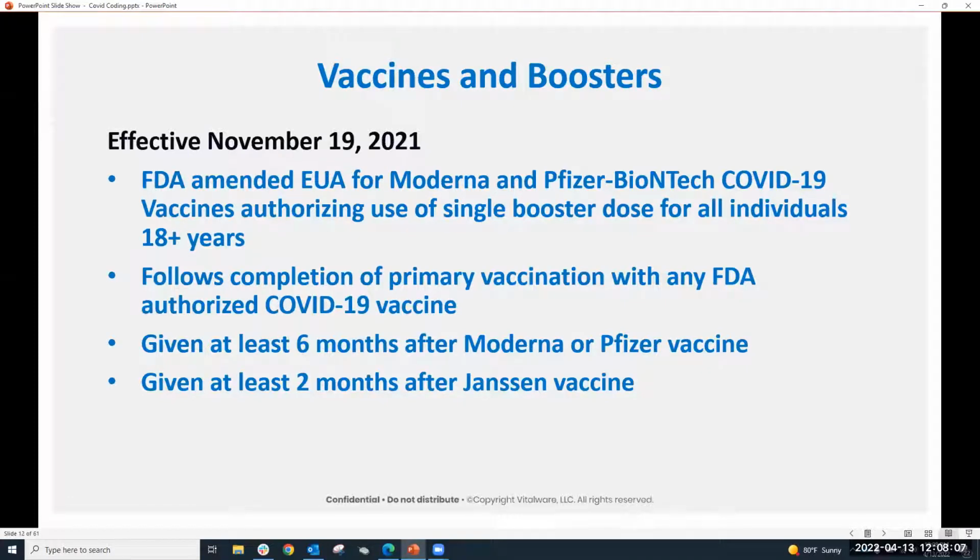This would follow the completion of the primary vaccination series. They said it would be given at least 6 months after the Moderna or Pfizer vaccine and at least 2 months after the Janssen vaccine.